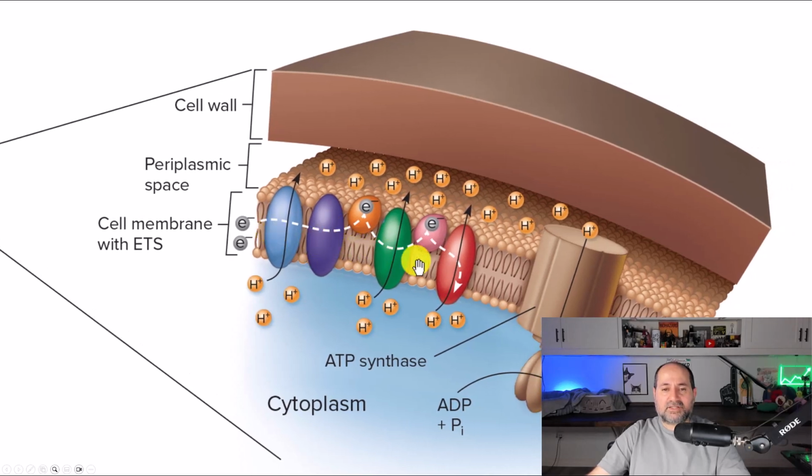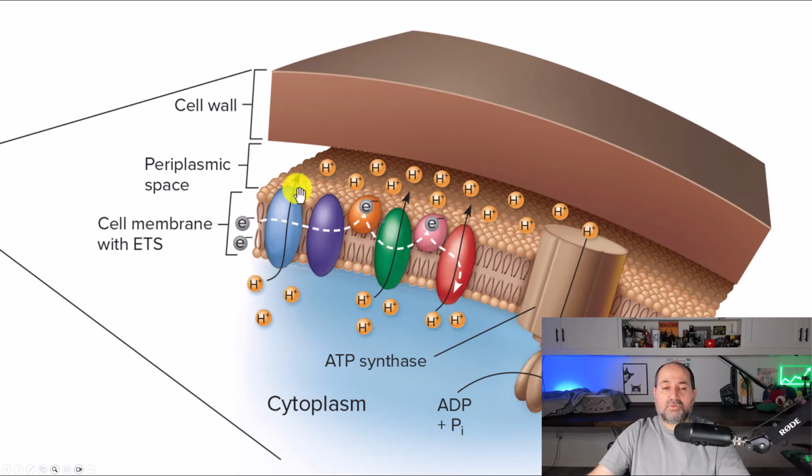Bacteria still have an electron transport chain. See, they still have the electron transport chain. However, the protons get pumped from the cytoplasm inside of the cell to the periplasmic space between the membrane and the cell wall. Isn't that neat? So when NADH drops off its electrons, or when FADH2 drops off its electrons, those electrons move through the electron transport chain. Oxygen picks up the electrons at the end to form water.